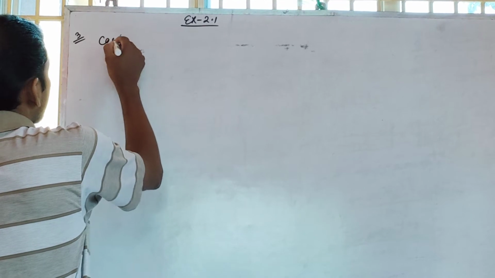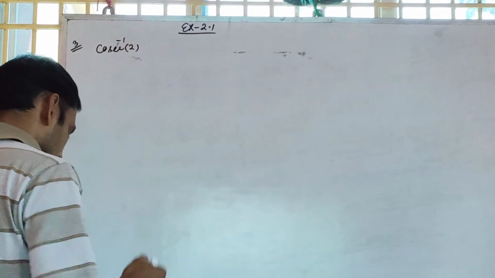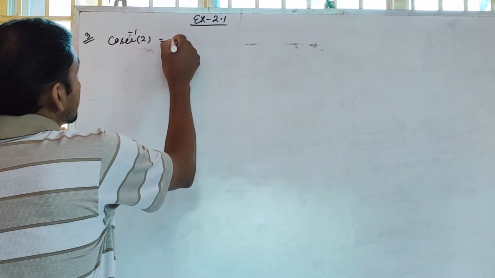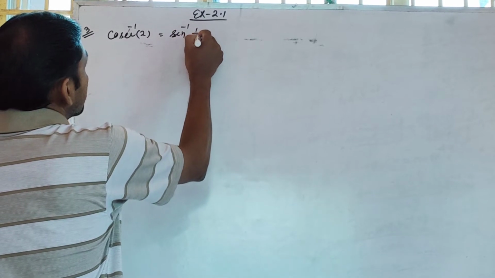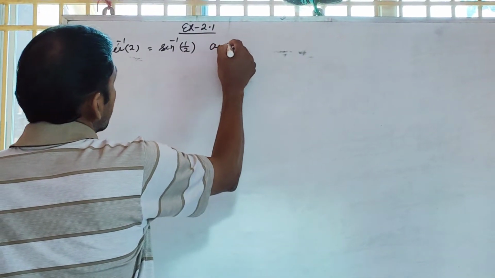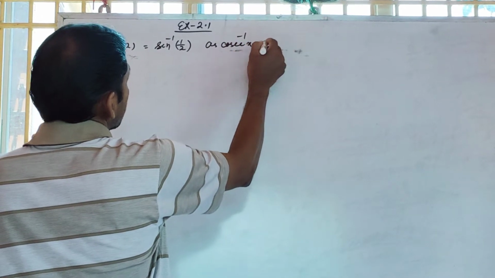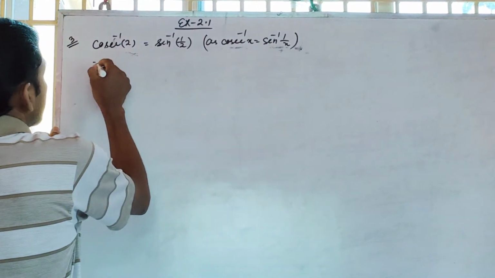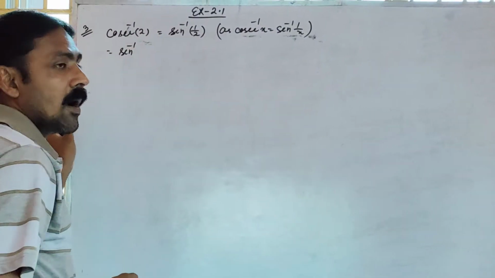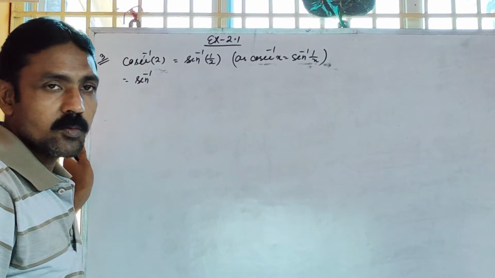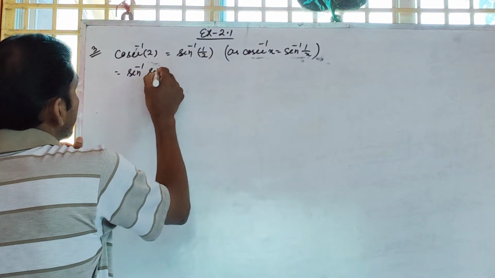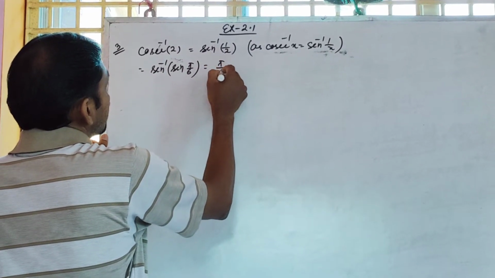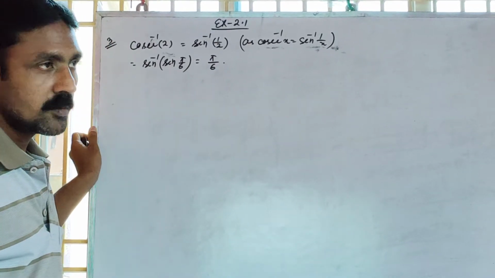We have to find cosec inverse 2. I know that cosec inverse x is sin inverse 1 by x. So you can write it as sin inverse 1 by 2. See here, cosec inverse x equal to sin inverse 1 by x. Now sin 30 degree is 1 by 2. So 30 degree, and here you can write sin pi by 6. So this is pi by 6, the principal value.